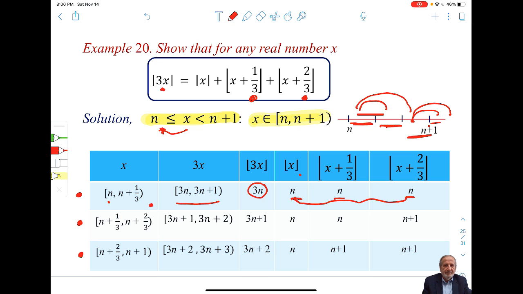Now you do the second situation here. Now your x is here, somewhere here. Okay? Now, look at here, 3x is this one. So what's the floor function of 3x? Is 3n plus 1. So I have that. That's the left-hand side. I'm working now on the right-hand side.